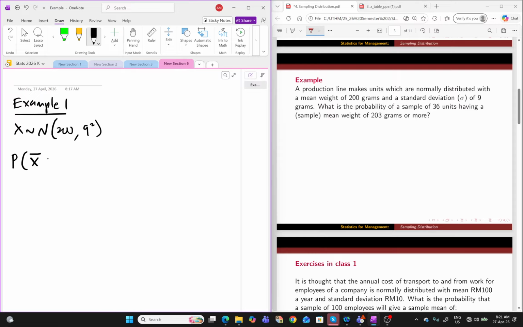Okay, so we want to see what is the probability of a sample of 36 units having a mean of 203 grams or more, so greater or equal to. Previously we saw 1 unit, now we are looking into the mean of a certain number. Okay, the formula is almost the same.